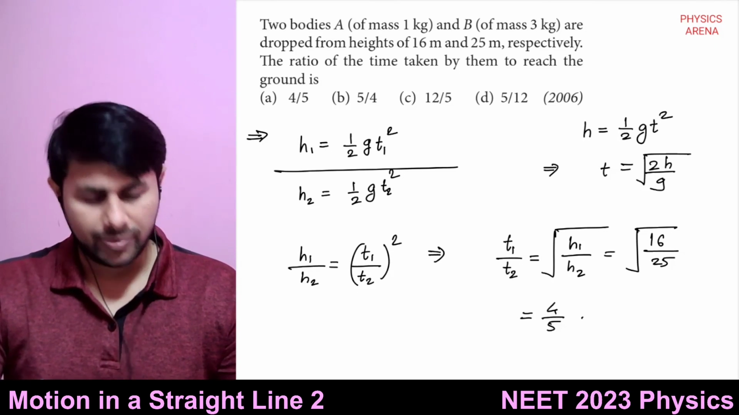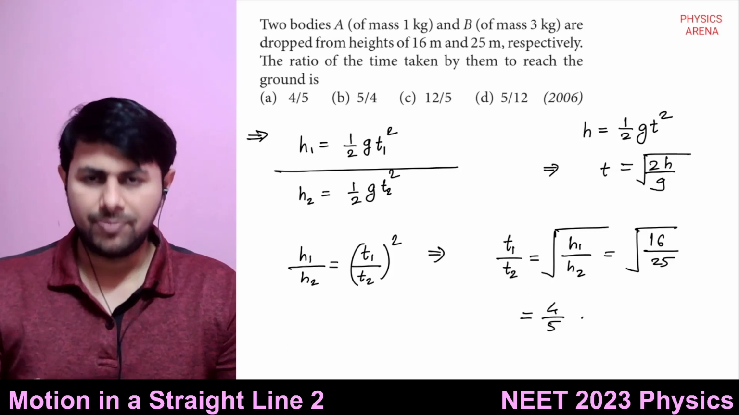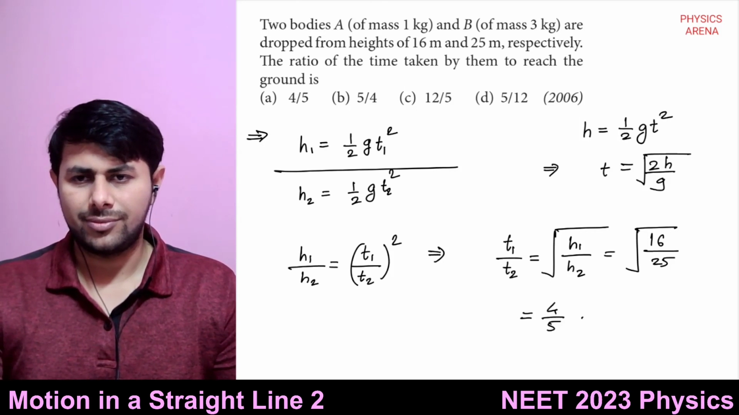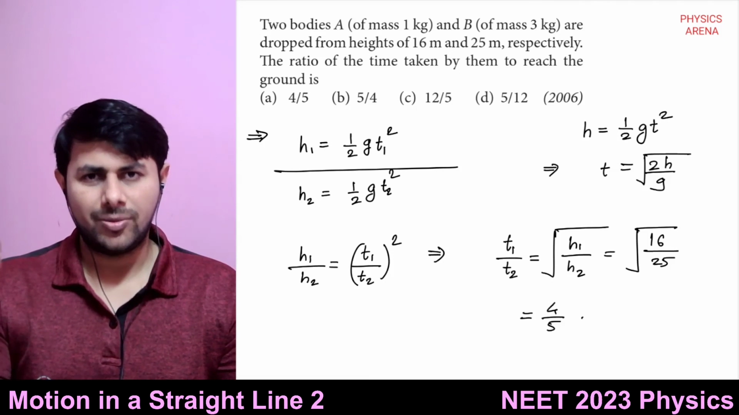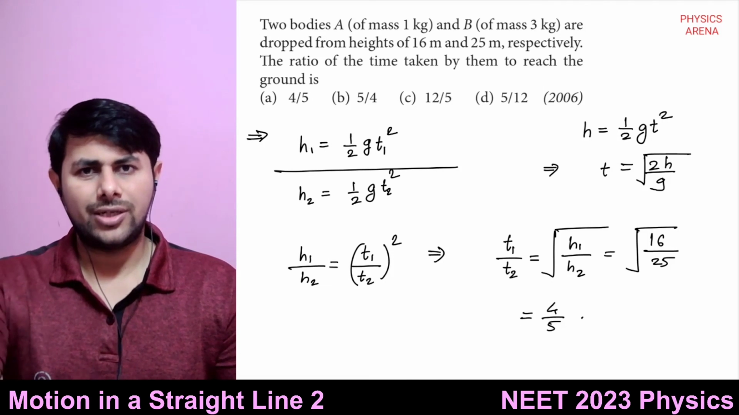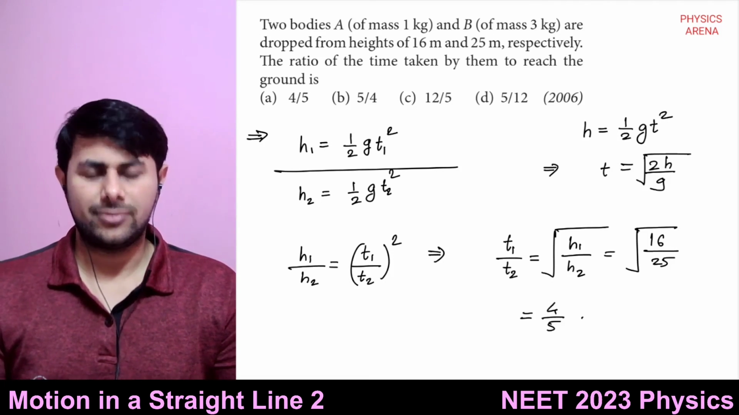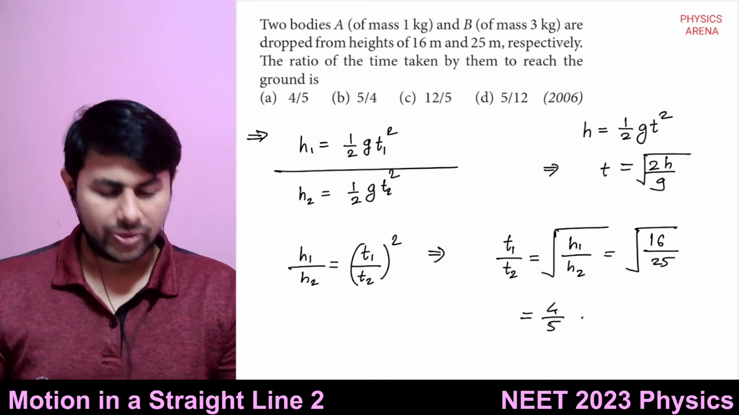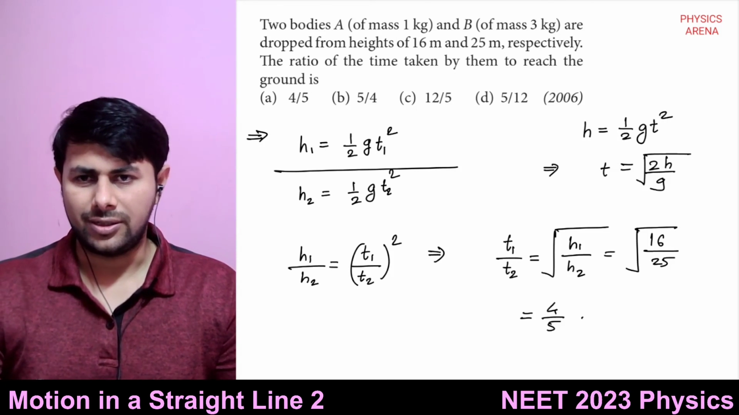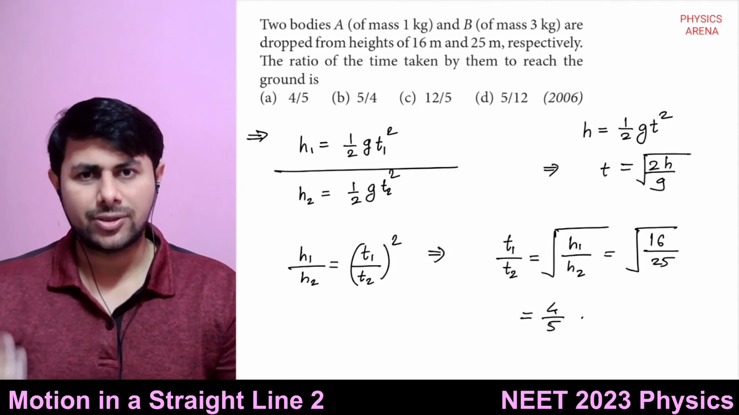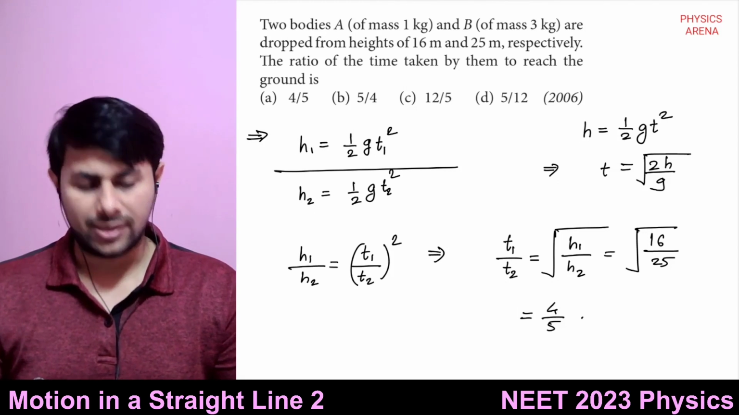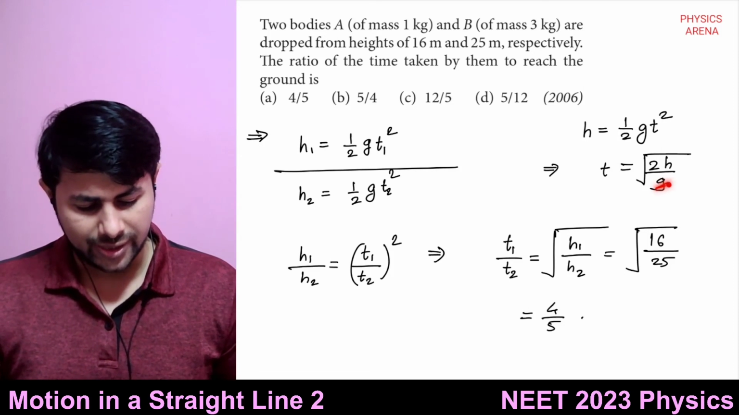Okay, so if you remember this formula, it will be simpler to solve. Okay, so the time taken by a body under free fall to reach the ground, it is t, it's given by square root of 2h upon g. So if you know this formula, t1 by t2 is the ratio of what? Square root of h1 by h2 directly. Okay, because g and g will get cancelled out.